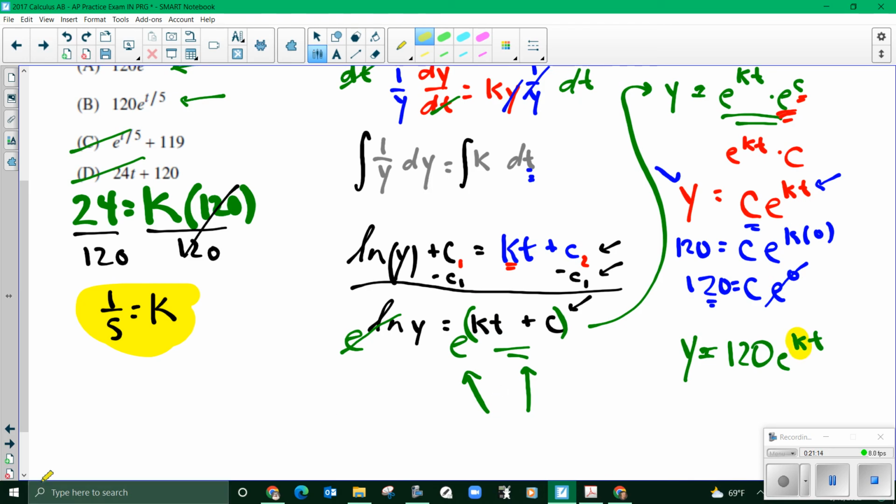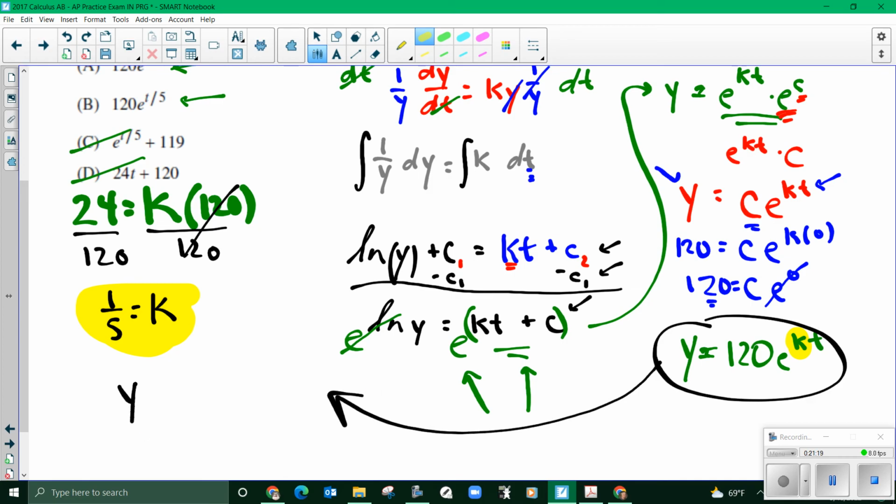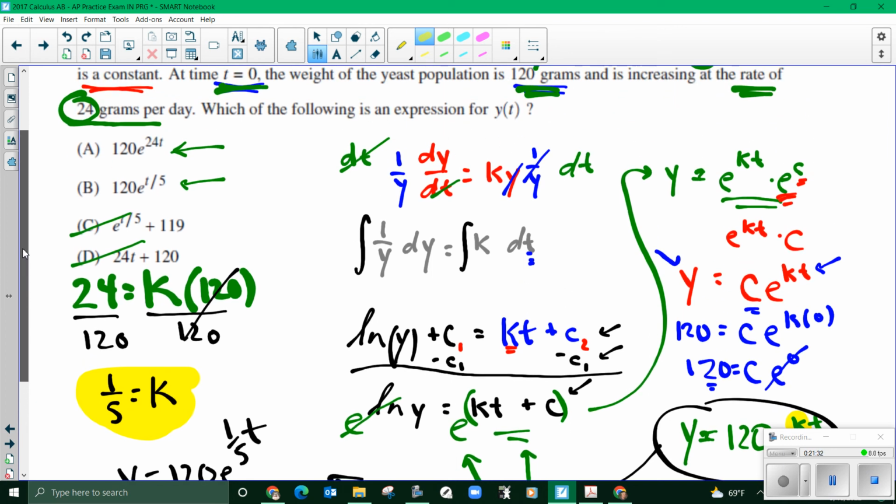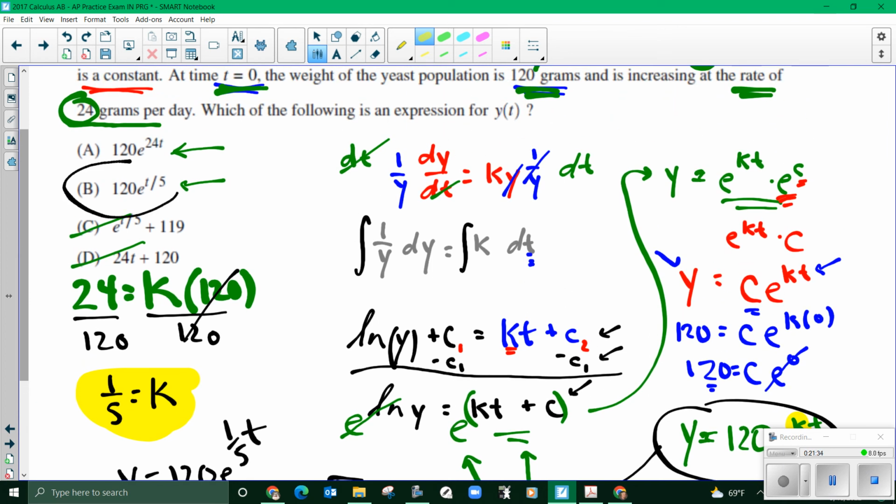So when everything's all said and done, I have y equals 120 e to the kt. I can say 1/5 t, or I can say t over 5, or I can simply say it's choice B. That problem took some work. That was a pretty tough problem.